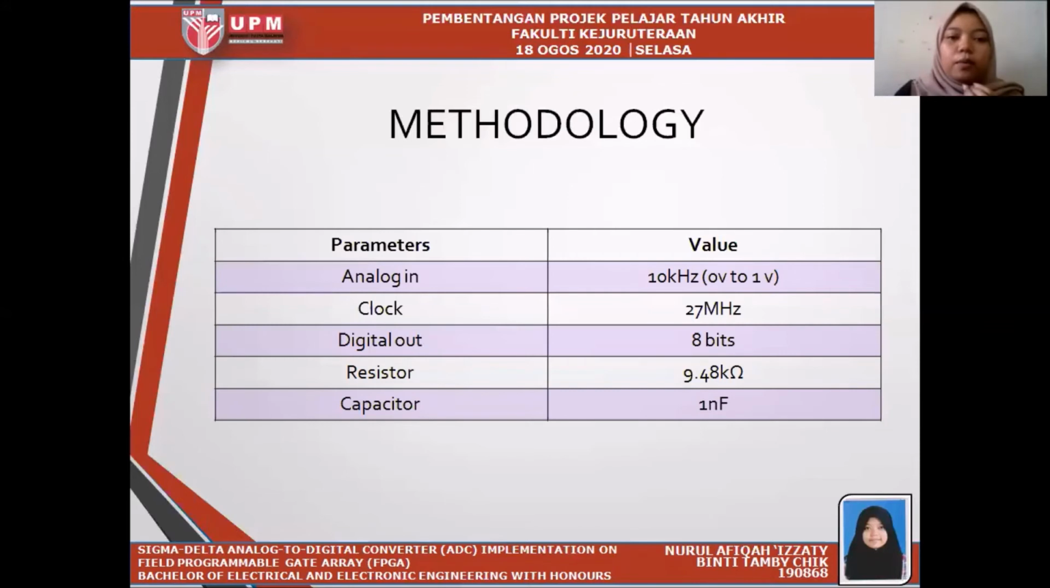This is the setup. For the analog input we use 10 kilohertz, and for the LVDS comparator, we use 1 volt in the PSIM. However, in real life, we can use up to 3 volts, but PSIM only limits to 1 volt. The clock is 27 megahertz. Digital out is 8 bits. The resistor is 9.48K, and the capacitor is 1 nano.